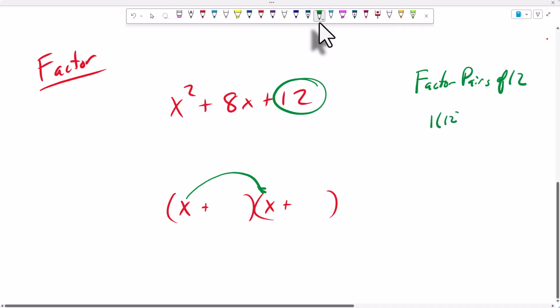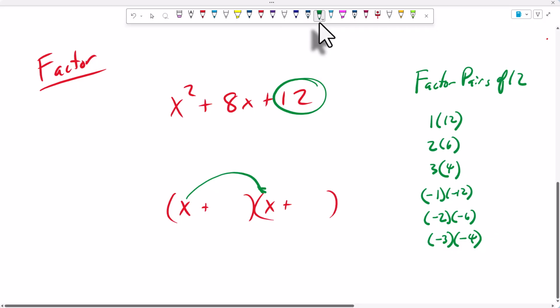So 1 and 12. What else? 2 and 6. What else? 3 and 4. What else? -1, -12, -2, -6, -3, and what is it? -4. Thank you. Okay, those are called factor pairs, a pair of numbers that multiply to 12. Factor pairs of 12. So we got 1, 2, 3, 4, 5, 6 options.